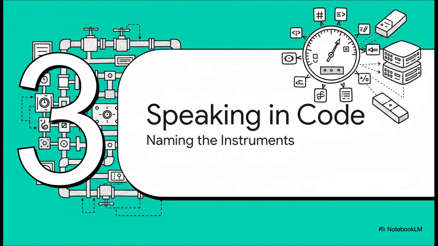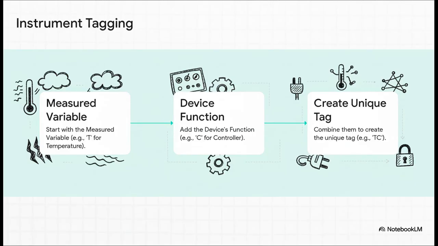Okay, so we've got the pictures down. But in a plant that might have thousands of sensors, how do you tell one from another? Well, that's where the next layer of the language comes in, speaking in code. Every single instrument gets a unique name, or what we call a tag. And there's a really simple, elegant logic to how these tags are built.